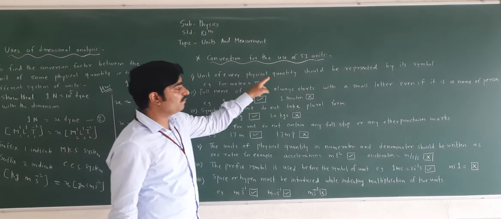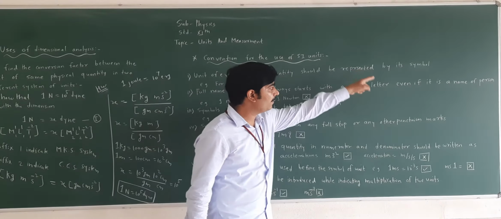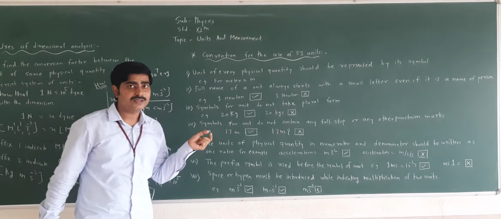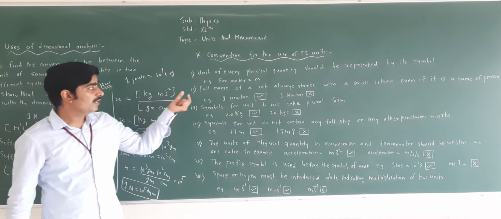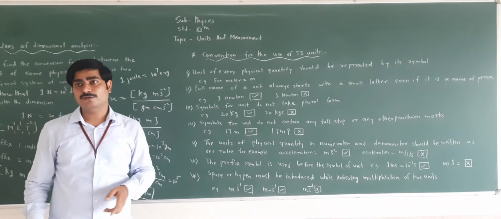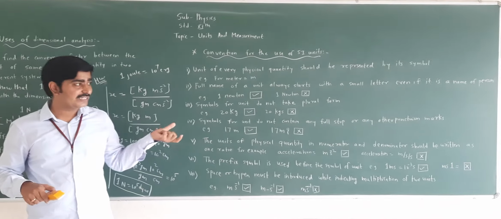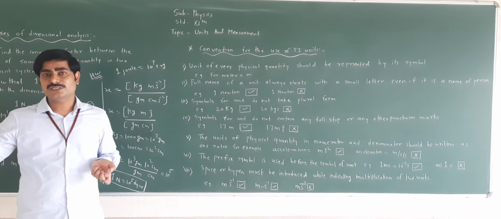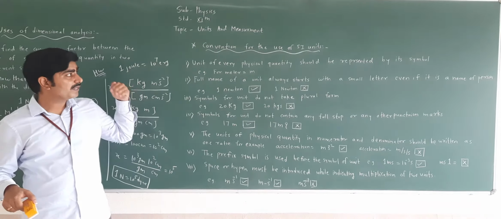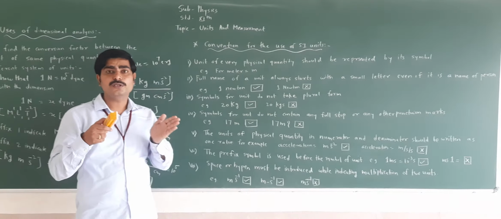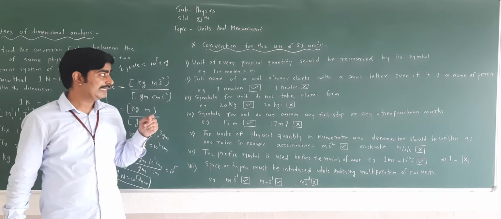Unit of every physical quantity should be represented by its symbol. For example, if I am writing the meter, we can write m for the meter. For kilogram, we can write kg. For the gram, we can write g. For second, we can use the symbol s. So we can use the symbol in order to represent the unit. That is the first rule.